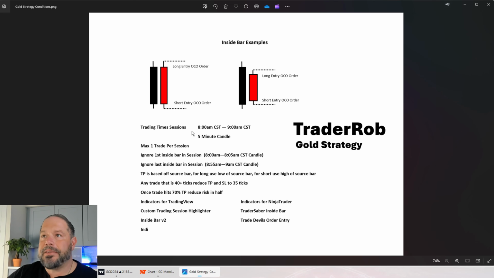I do trade this on the 5-minute time frame, so it is extremely important that whatever platform you're using, you're charting on a 5-minute candle. Max one trade per session, which is per day, and we're looking for the first inside bar that we see that is a valid setup.